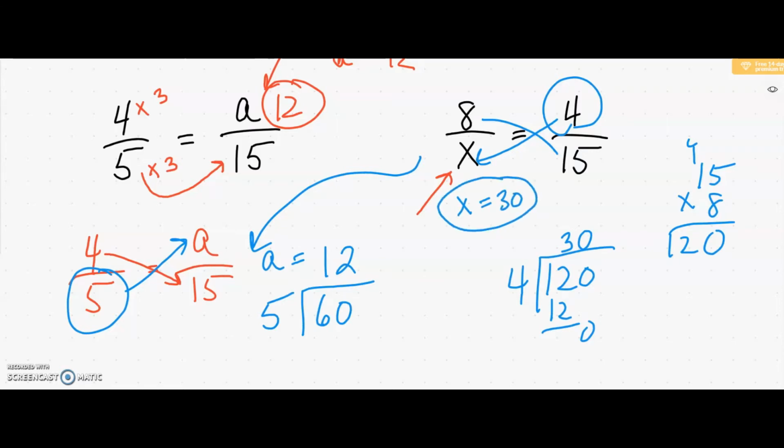Now, I can also try it the other way and see if it works. Look at the 4. 4 times what is going to get me 8? Well, 4 times 2. So let's try with the 15. 15 times 2, well, last time I looked, gives me 30. So my answer, again, x equals 30. And that's how you find the missing piece.